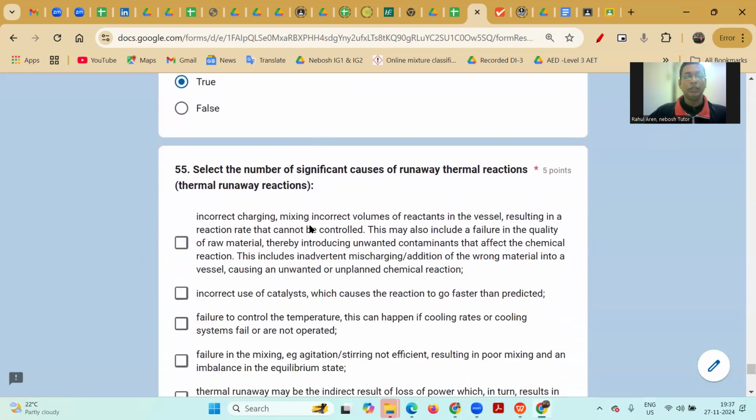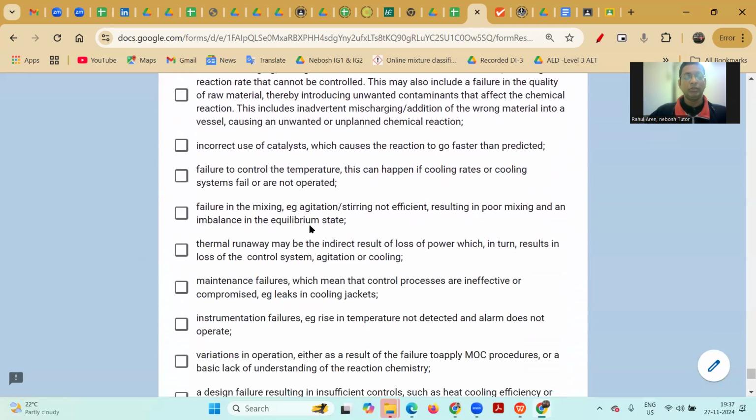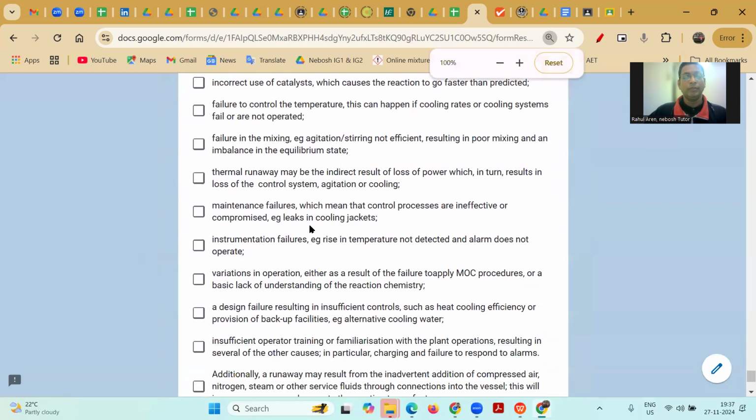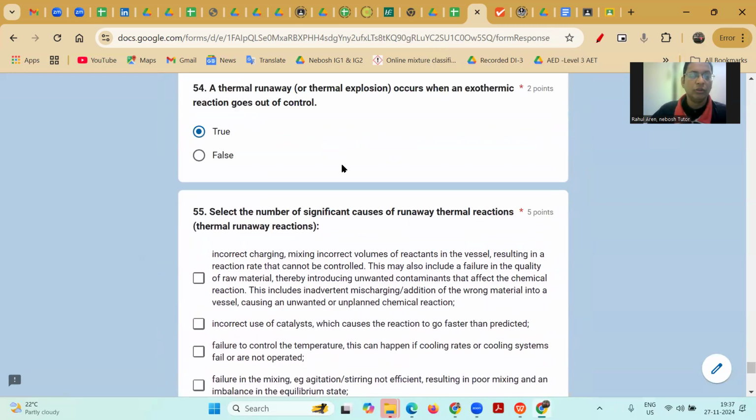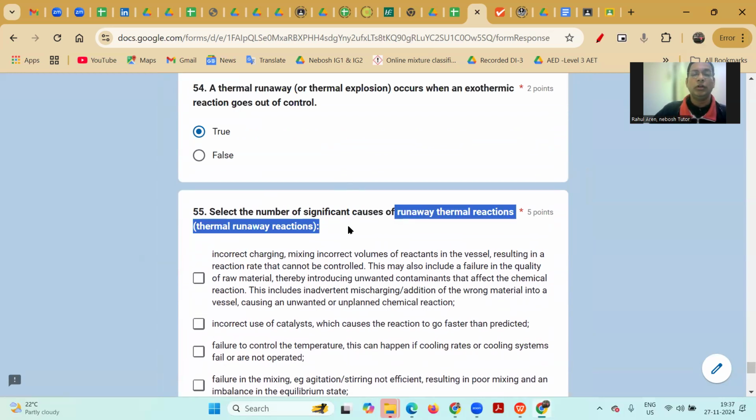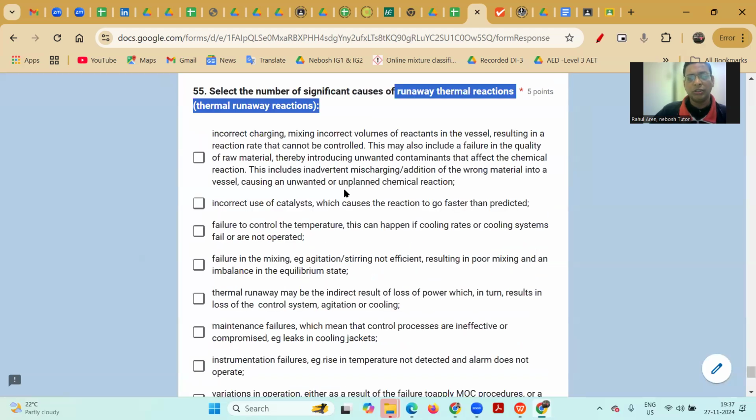Just select the number of significant causes. Okay, this is the multiple choice question. I am just making it smaller. So this is the last question. Okay, good. The number of significant causes of runaway thermal reaction. So what are the various causes?